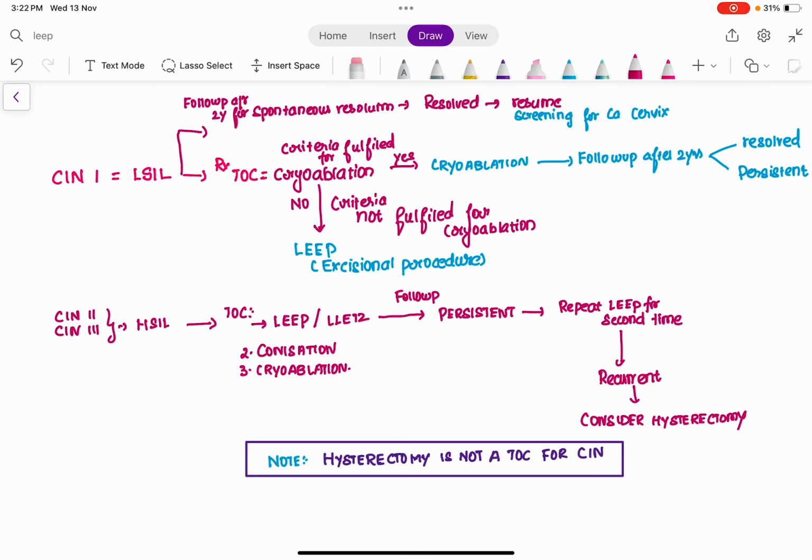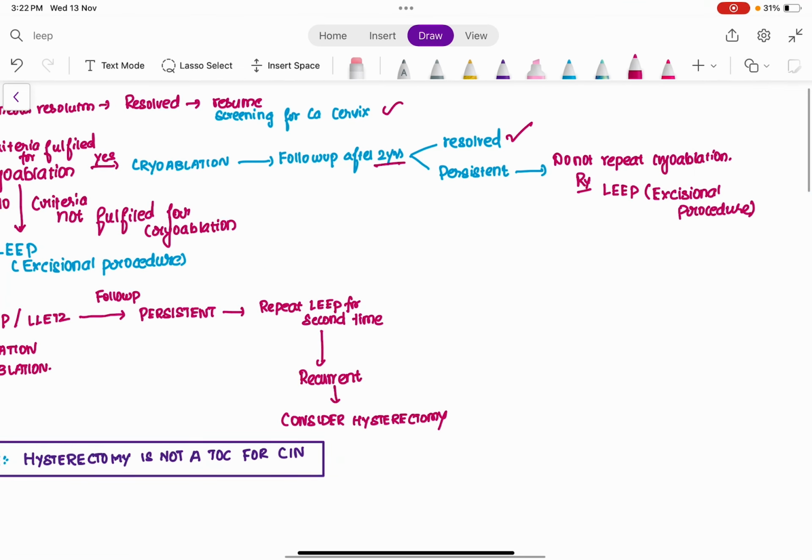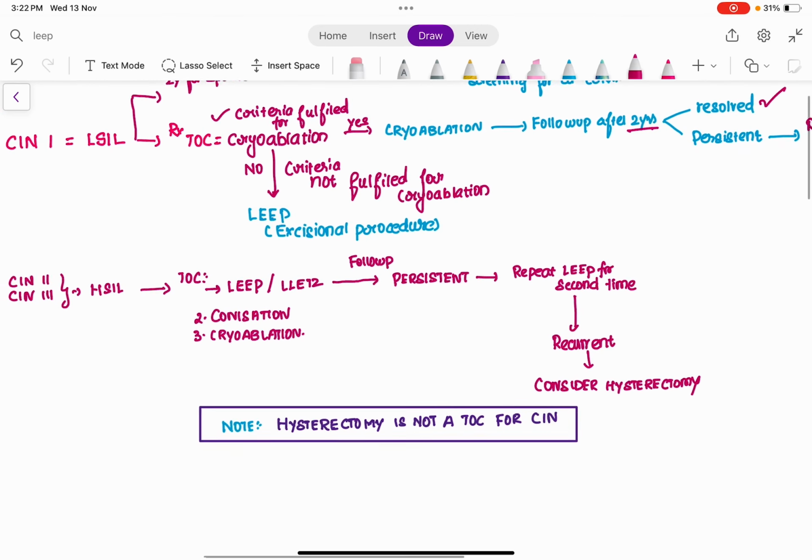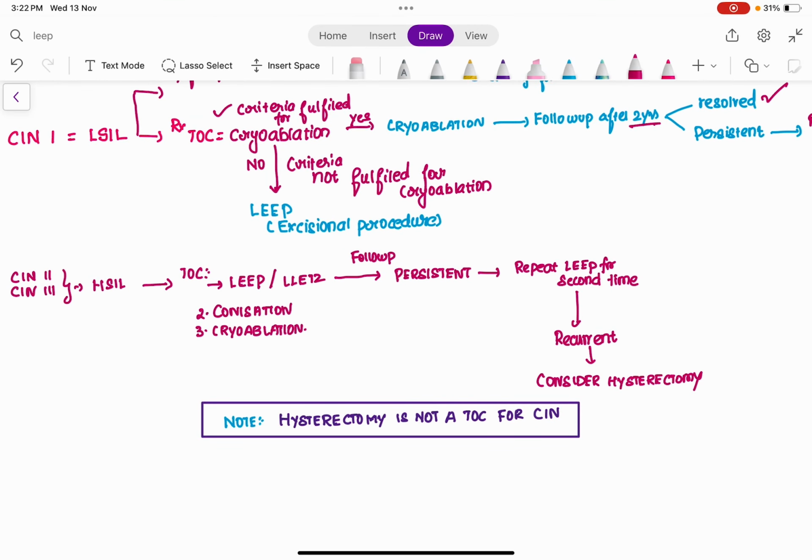So as you can see here, CIN1 corresponds to low-grade squamous intraepithelial lesion, and since it has the higher chances of spontaneous resolution, you're going to follow up the patient after 2 years. If it is resolved, it is okay, just resume the screening. If it is not resolved, you have to consider cryoablation. If the criteria is fulfilled, go for cryoablation, and after cryoablation, follow up after 2 years. If it is resolved, it is fine. If it is persistent, please don't repeat cryoablation, go for the excisional procedure such as LEEP. Right? If the criteria for cryoablation is not met, consider excisional procedure such as LEEP.